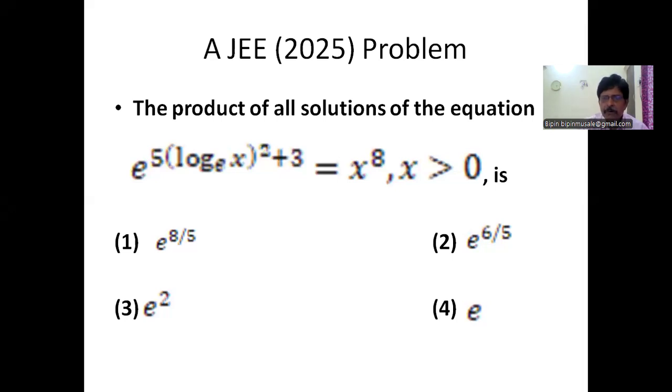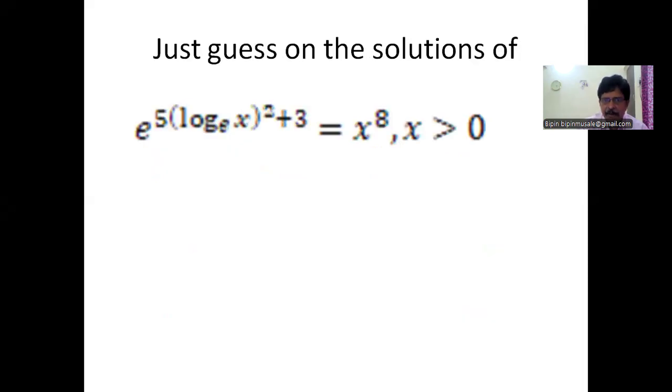Now let us start guessing on the solutions. What could be a simple one? x equal to 0 cannot be a solution, because x equal to 0 is, first of all, not a power of e, and it is given that x is greater than 0.